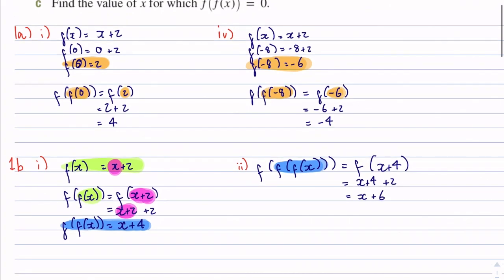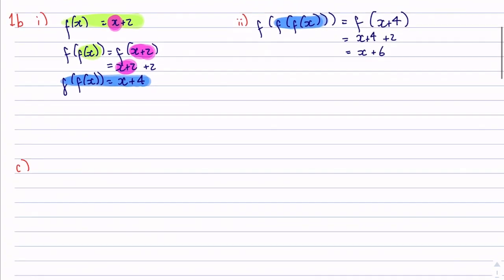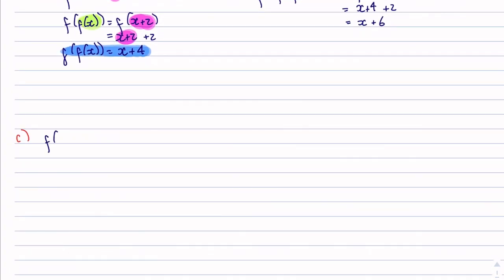For question 3, find the value of x for which f of f of x equals 0. So if f of f of x equals 0, well, I know f of f of x came out as x plus 4. So I know x plus 4 equals 0, so x is negative 4.